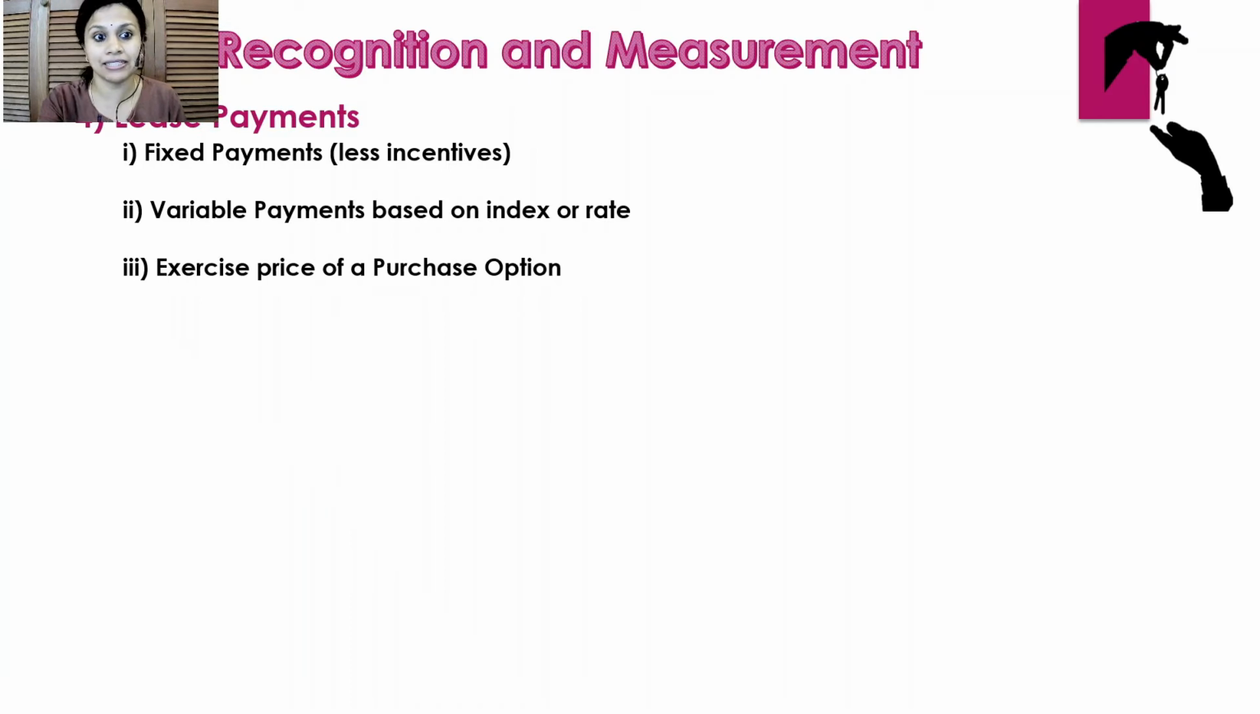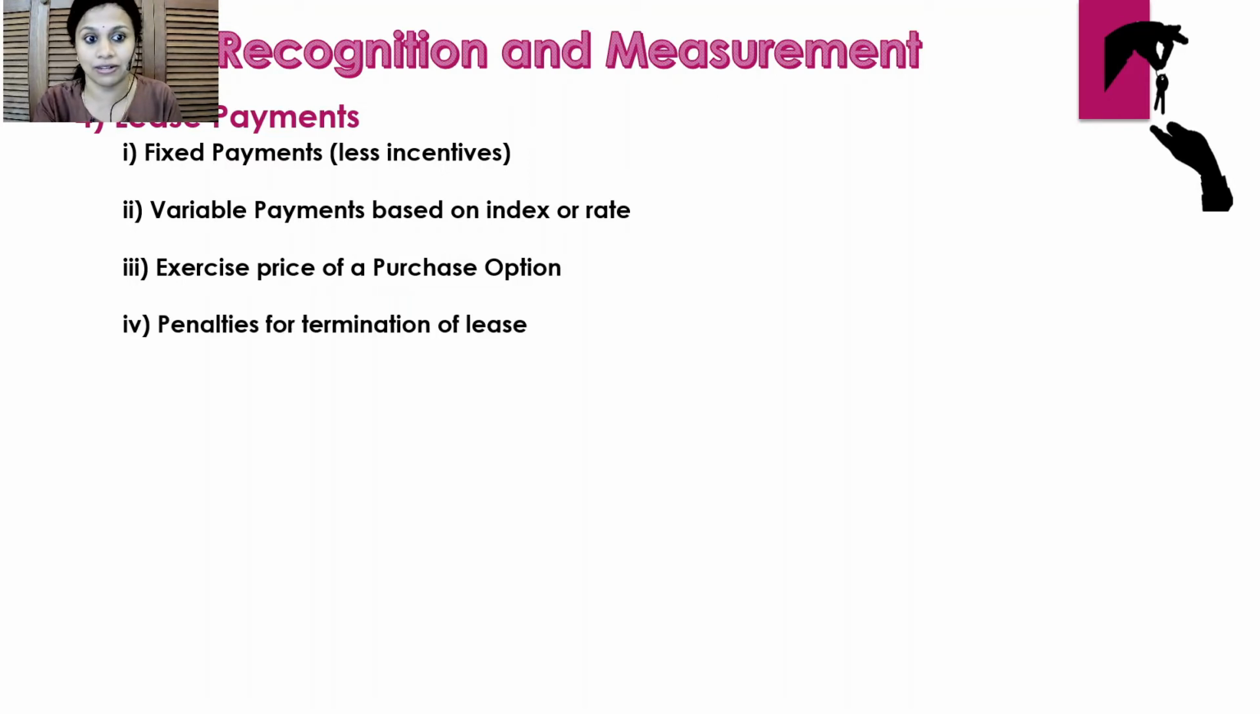The third component is exercise price of a purchase option. If the lessee has an option to purchase the asset and he's reasonably certain to actually purchase the asset, then you will consider the purchase price of the asset. The fourth one is if the lessee is reasonably certain to terminate the lease before the end of the lease term. In those cases, the penalties that he will need to pay on termination of the lease is to be added. And finally, residual value guarantees by the lessee.